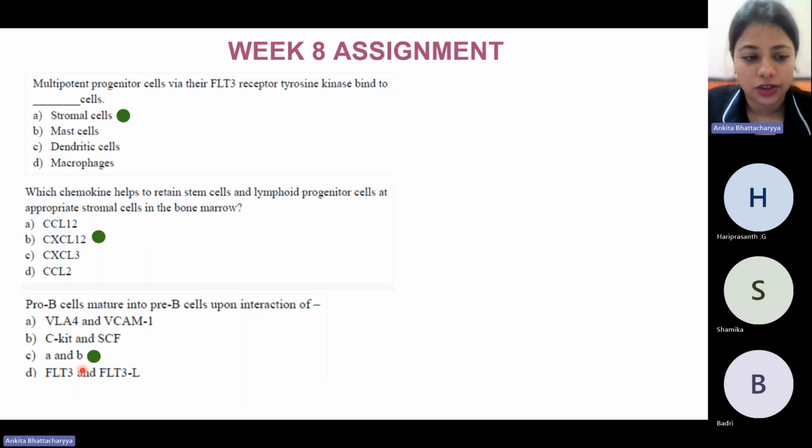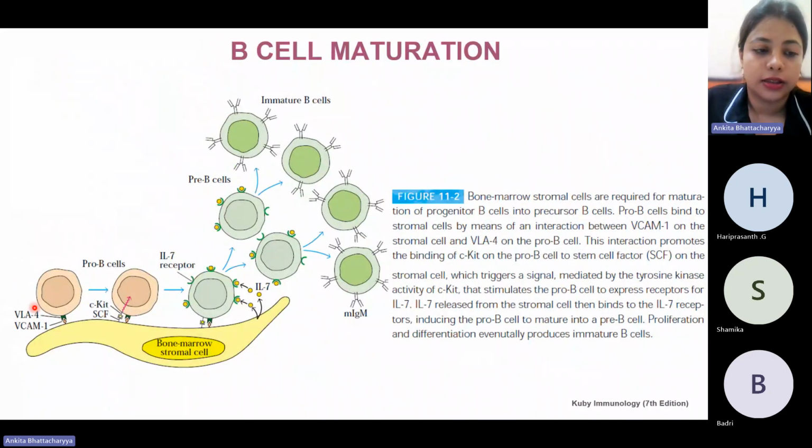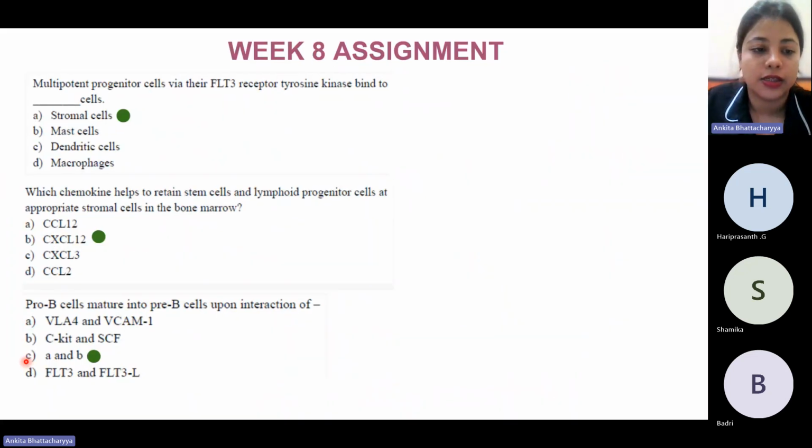So I'll just go back to it very quickly. These are the interactions that are being mentioned. That is VLA4 and VCAM1, as you can see here, and c-KIT and SCF, as you can see here as well. Both of them are necessary for the conversion of a pro-B cell into a pre-B cell eventually. So the correct answer, therefore, in this case, would be A and B. Both options are correct here.